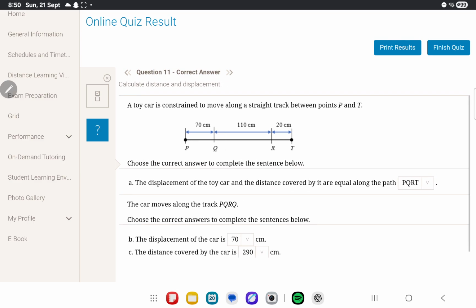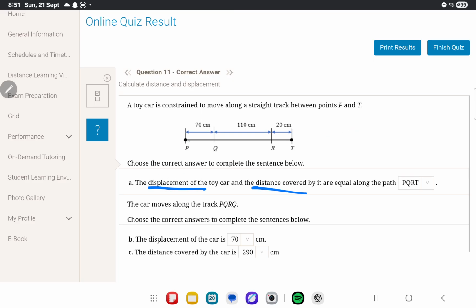Question 11. The net displacement of the toy car and the distance covered by it are equal along the path. Okay, so the displacement and the distance being equal means that it only went in one direction, right? Because if it went back, like for example, you have this, then you have this, you're going to have the displacement to be this point and this point, but you're going to have the distance to be here and then all the way there, right? So when the displacement and the distance are equal, it only moved in one direction, okay?